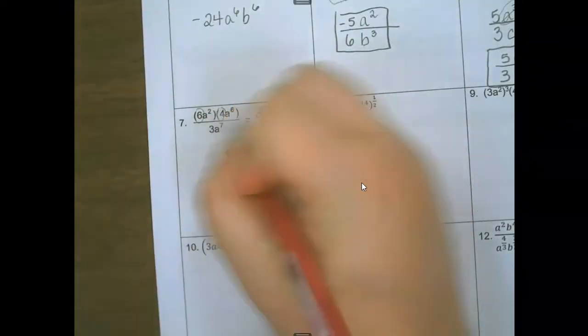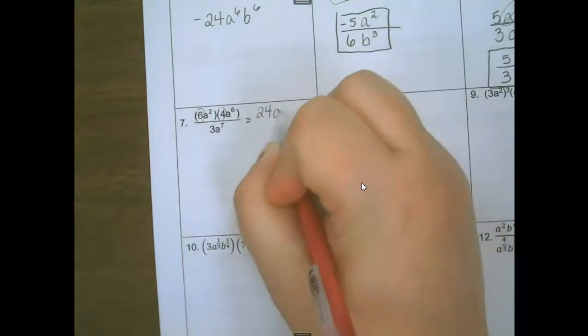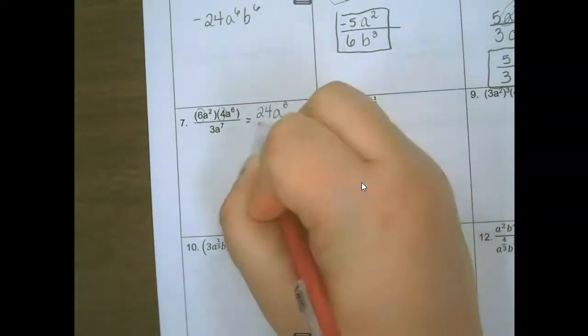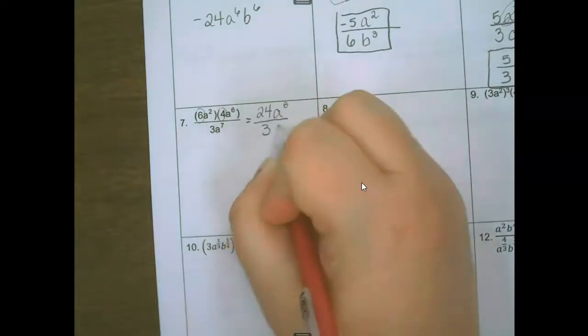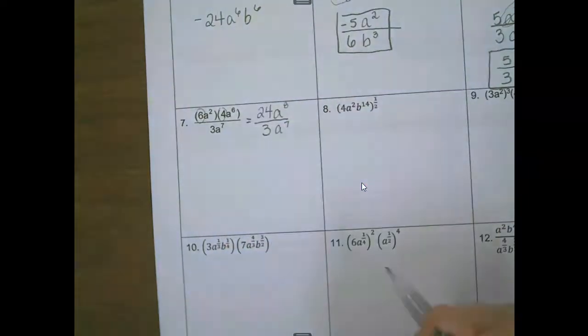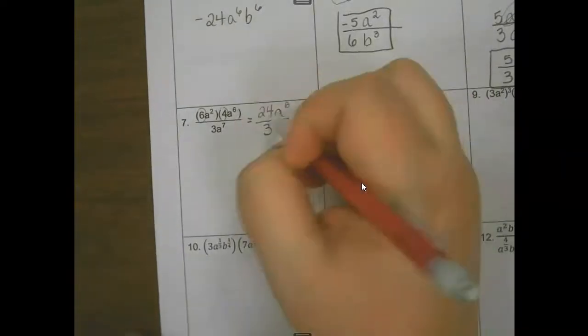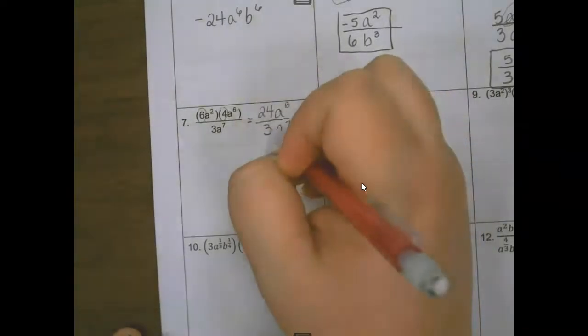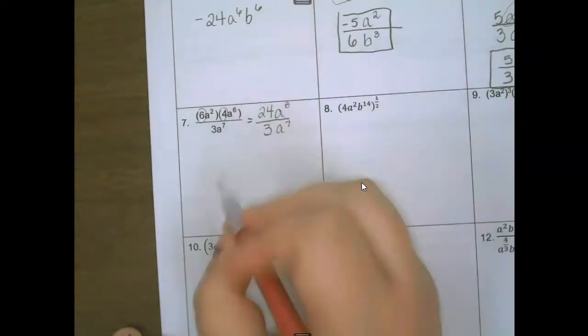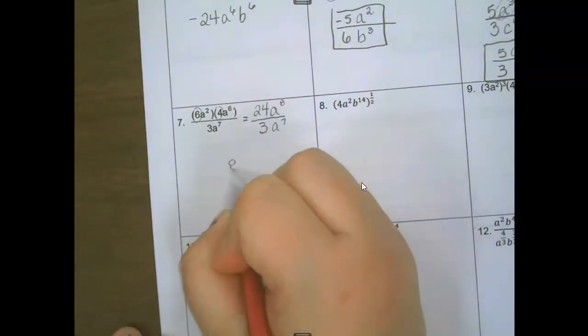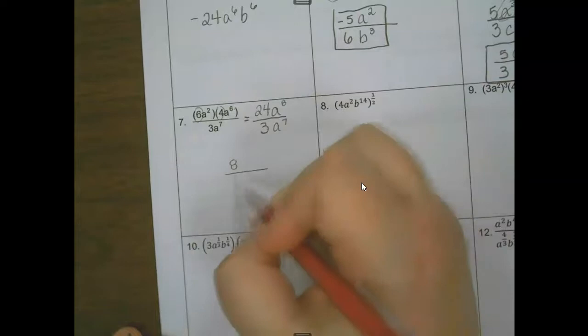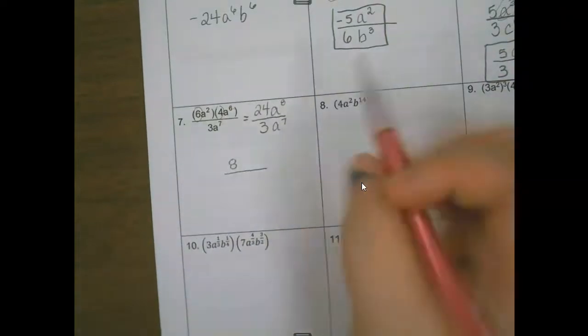My a's, a squared, a to the 6th is going to become a to the 8th over 3a to the 7th. So taking care of combining my top as much as possible. So now 24 over 3, I'm going to simplify. It's actually going to simplify to 8. It'd be 8 over 1 if I want to be technical.